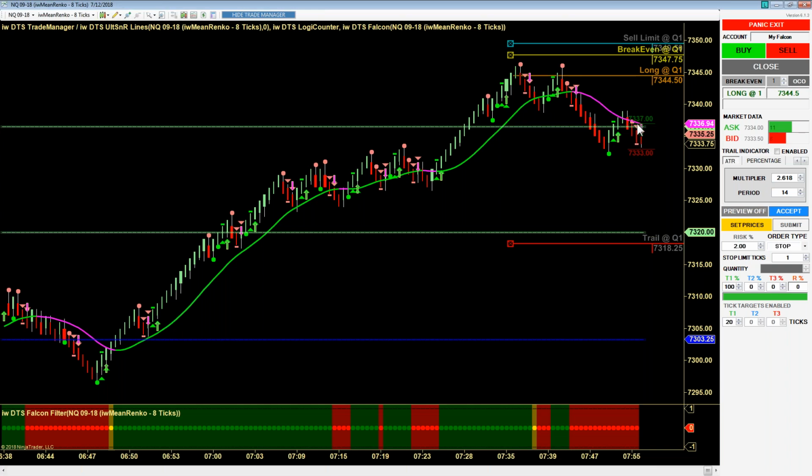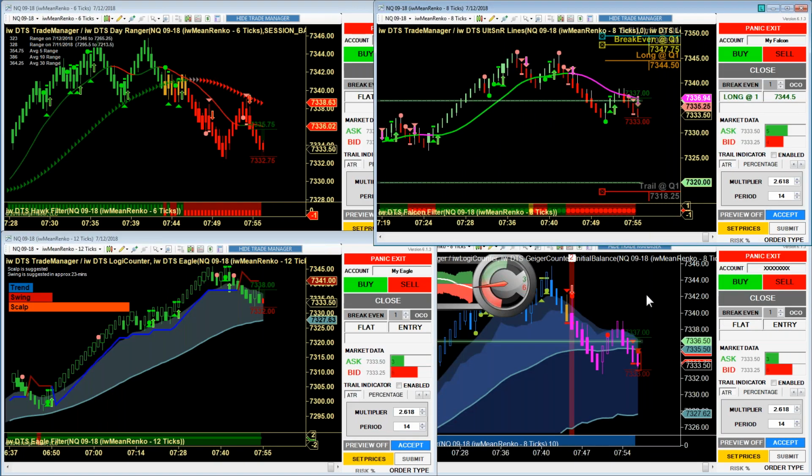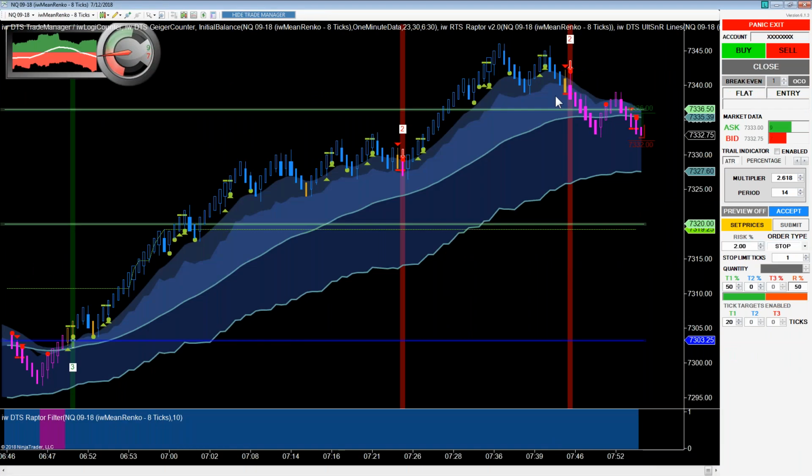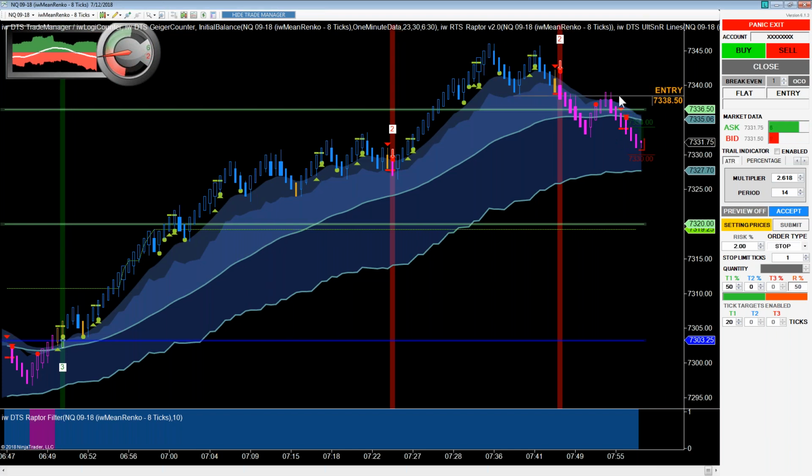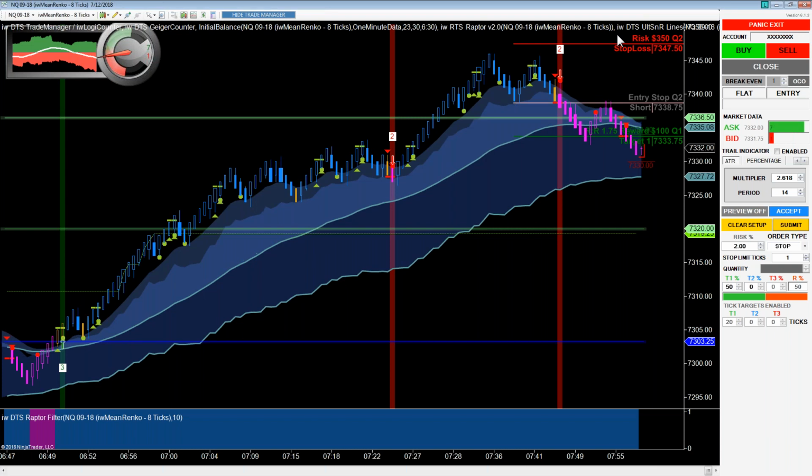Okay, the Falcon is now working on a trend change signal. We probably got a number two signal here on the Raptor, and sure enough, we did. So a nice little test of the extreme. There's the number two signal. The hard edge of the trading band is the objective for this signal, and if you haven't already taken profit on target, you should be awfully close. Yep, there you go. So you hit your profit objective on a little bit of a reverse.